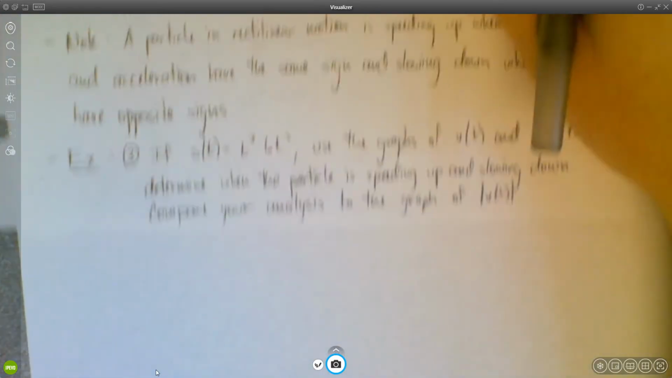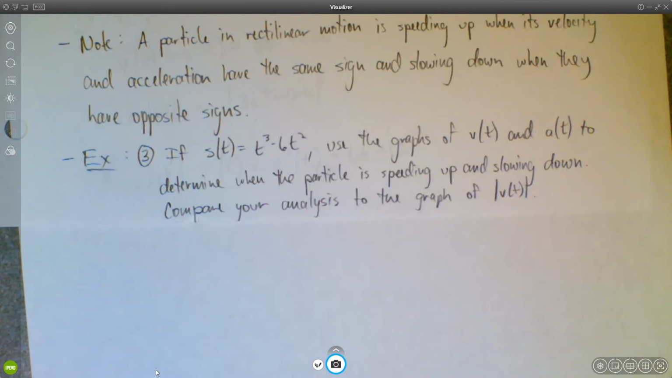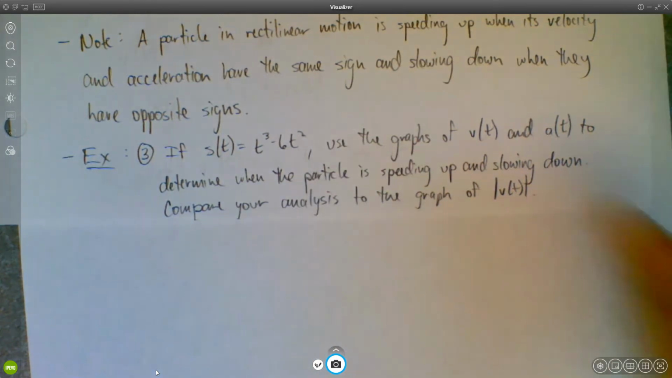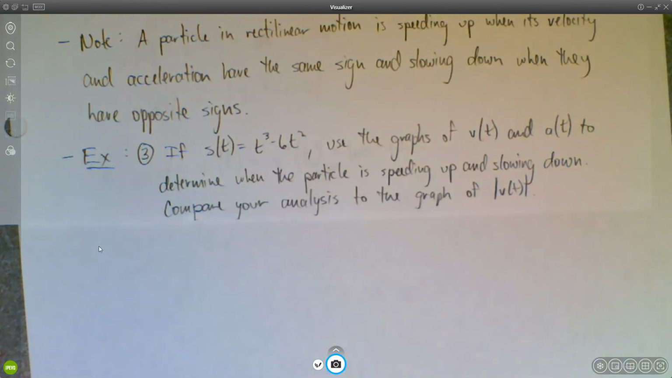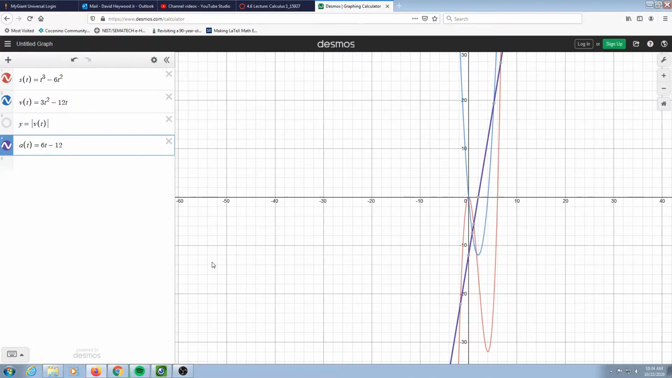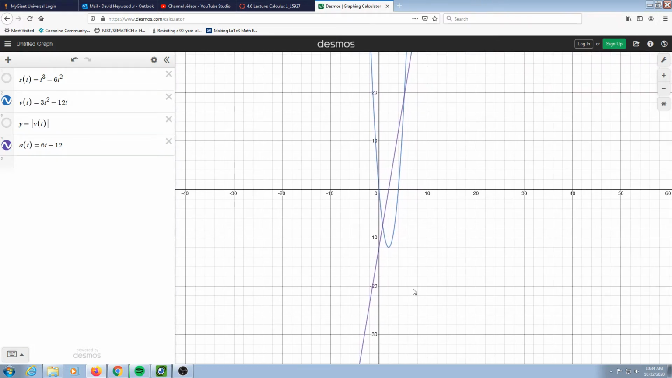So moving ahead with the same position function, if s of t equals t cubed minus 6t squared, use the graphs of the velocity and acceleration functions to determine when the particle is speeding up and slowing down, and then we'll compare our analysis to the graph of the speed function, absolute value of the velocity. Okay. So let's go back to Desmos. There's not any work for us to really do on the paper, but we're supposed to use the graphs of the velocity and acceleration functions to figure out when the particle is speeding up and when it's slowing down.